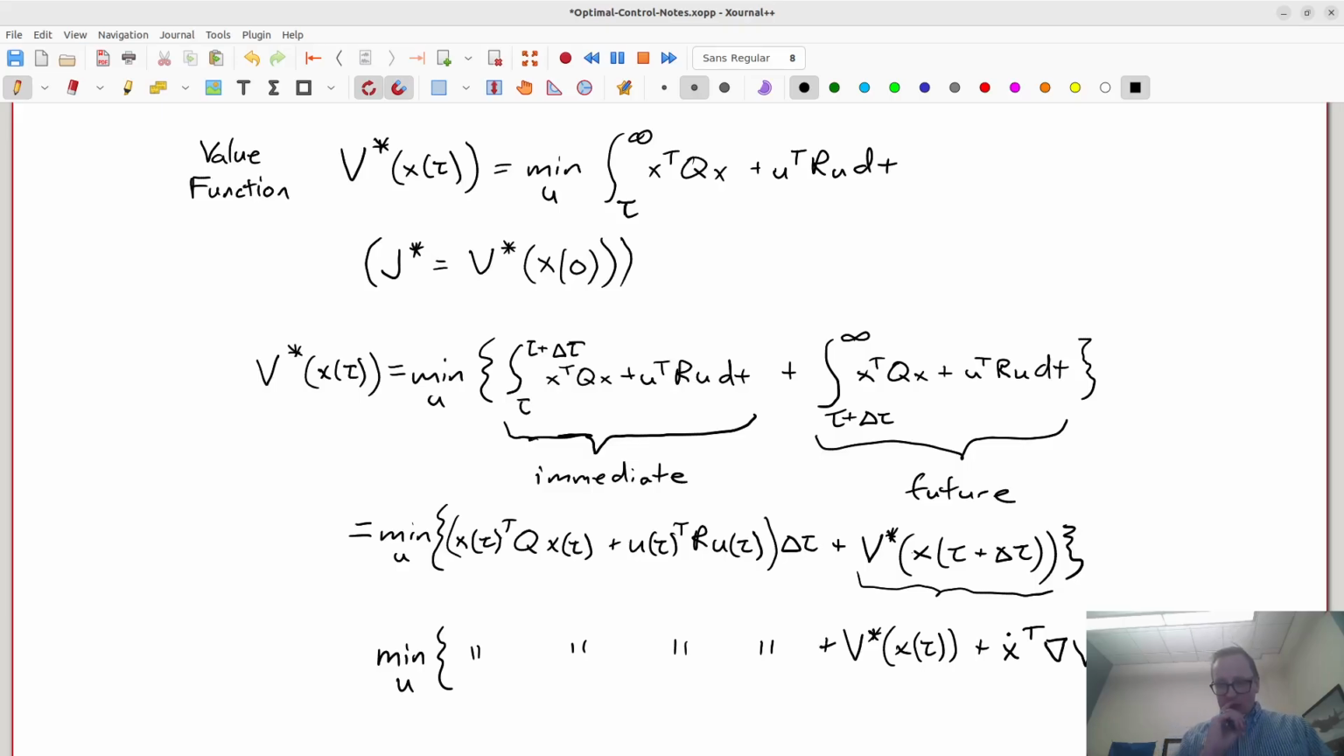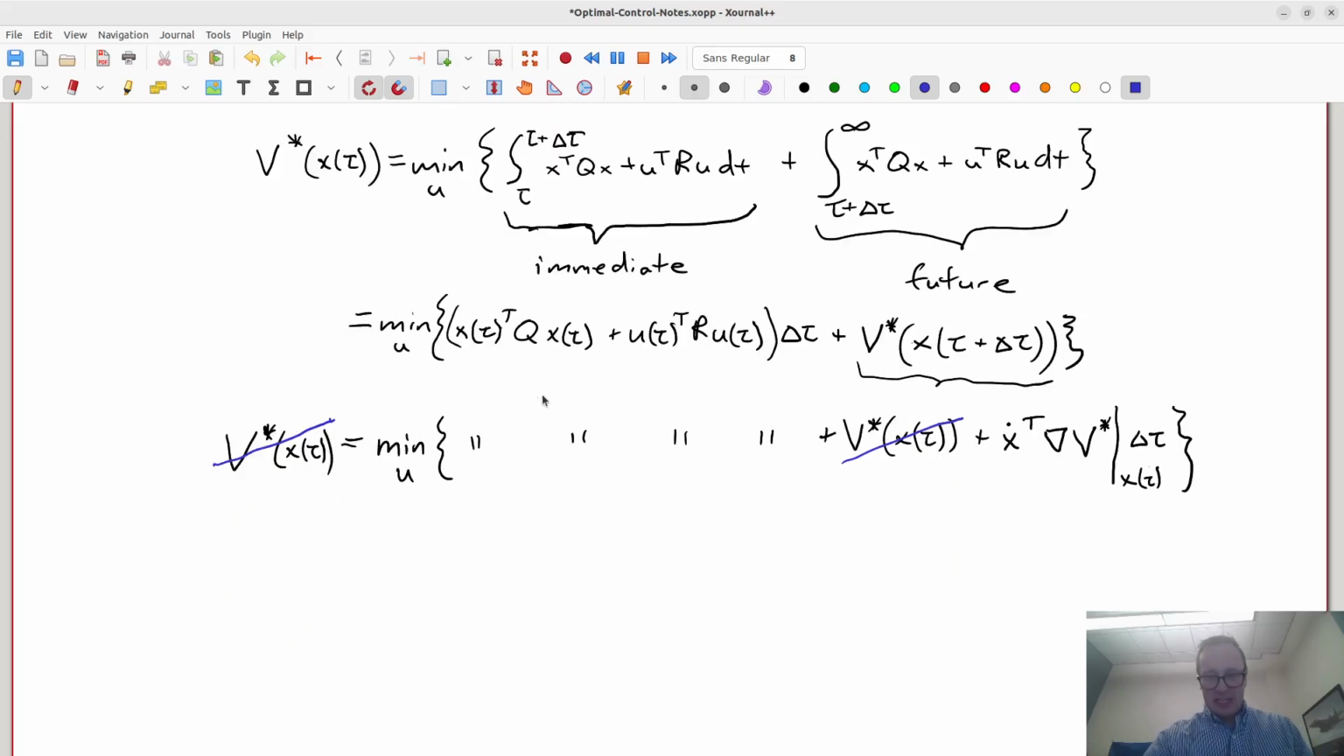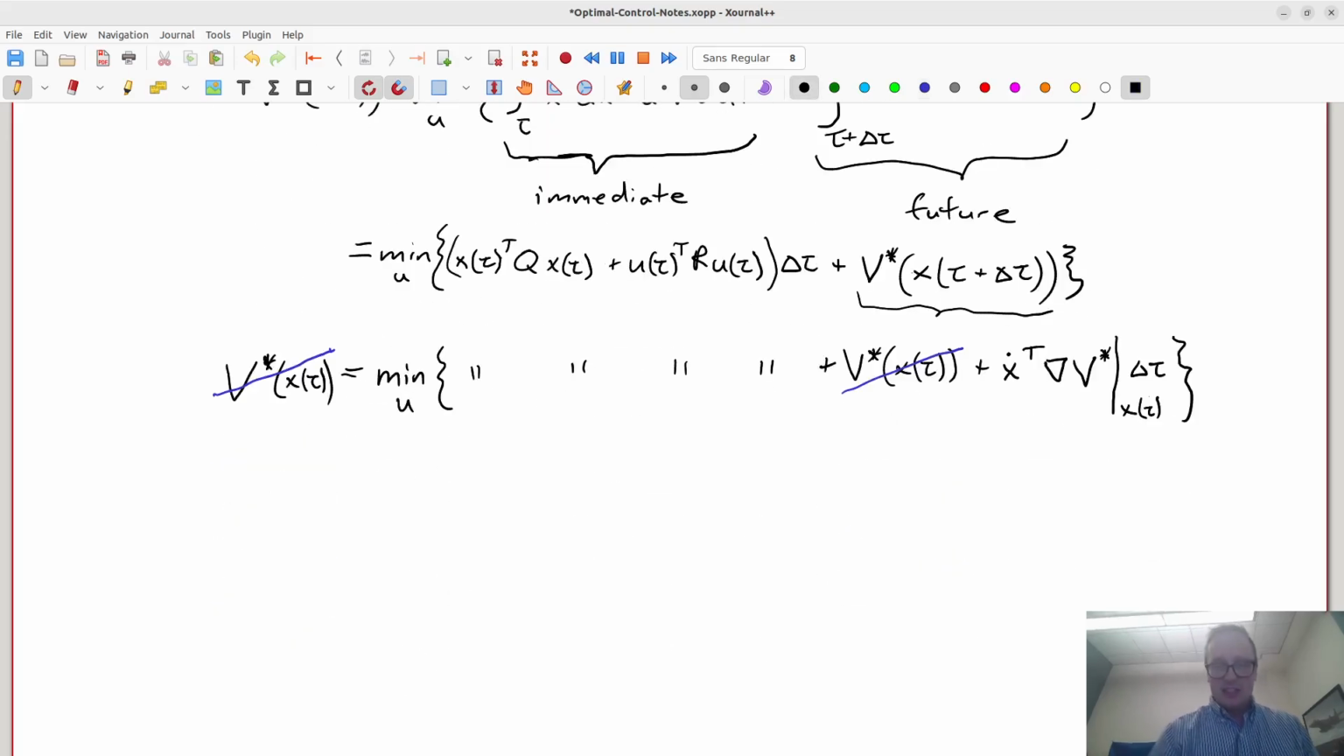Now, we note that we're minimizing by changing u, so we can't actually change v star of x tau at all, because u doesn't change v star of x tau. So we can move this v star of x tau outside of this minimization, and it actually cancels with this quantity on the left. So these two terms cancel, and we're left with this equation right here.